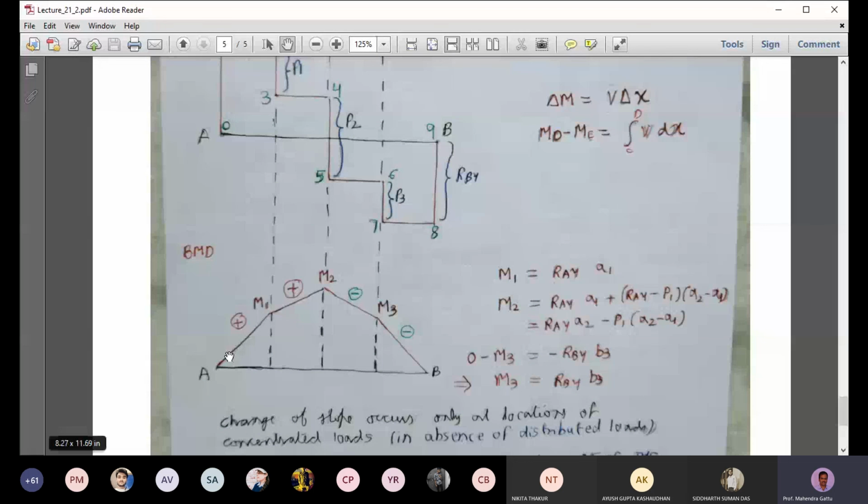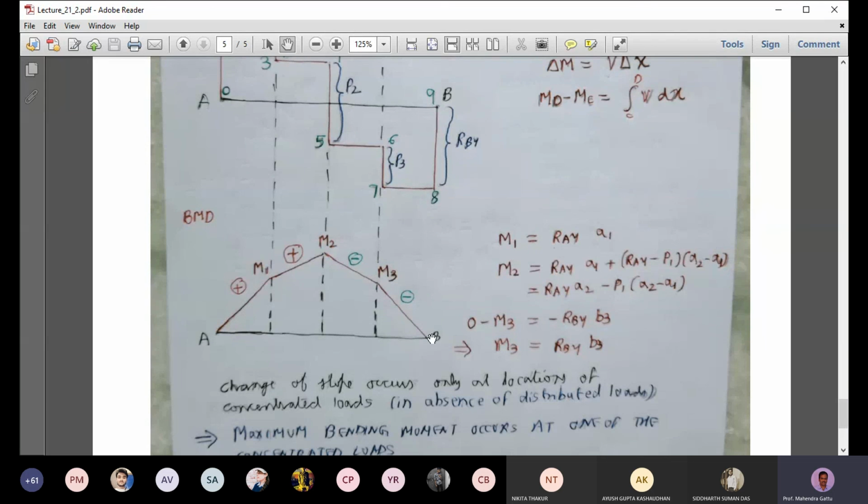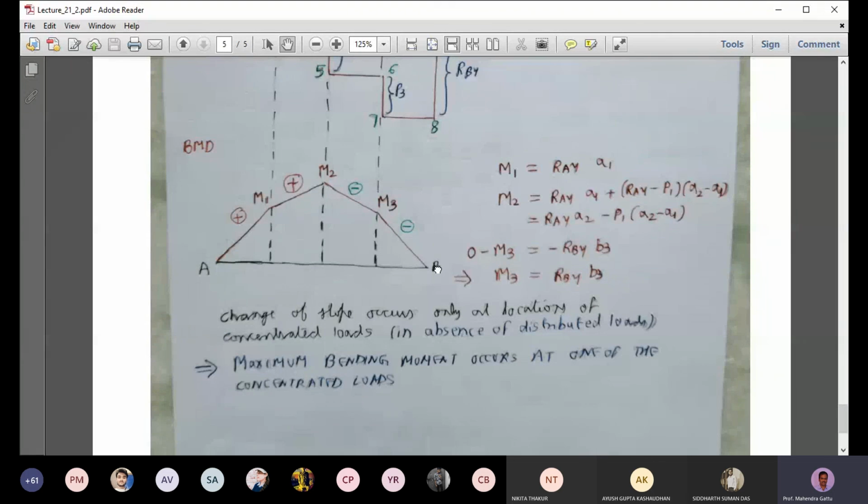So what is happening? We initially have a positive slope, then there is a reduction in slope because there is a reduction in shear force, and then we have a negative slope because the shear force has become negative, and then the negative slope has increased. So again there is a change in slope from this point onward, and we will reach the value of 0. Change of slope occurs only at locations of concentrated loads when there are no distributed loads acting on the beam.